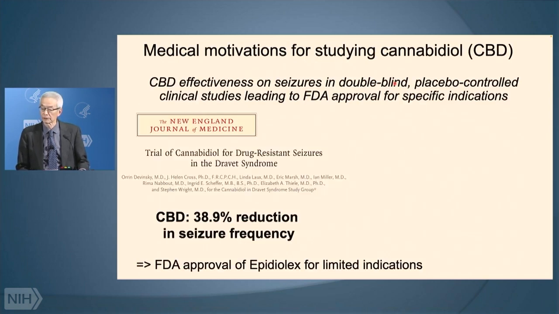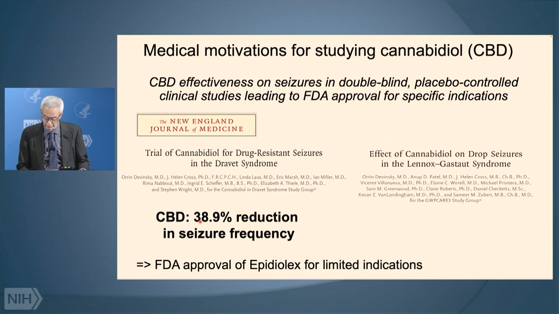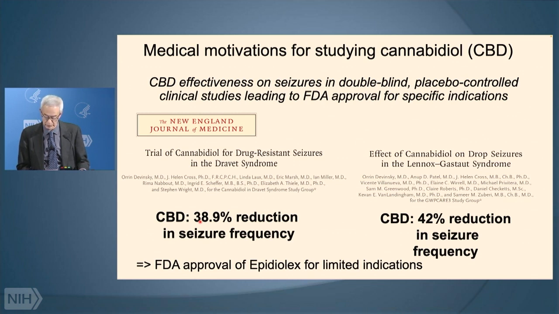Now, the medical motivations are abundant. CBD has been FDA approved following a series of double-blind, placebo-controlled clinical studies for its use in the treatment of Dravet syndrome, which is a form of intractable epilepsy where the subject has many, many seizures, and CBD caused a 40% reduction in seizure frequency. Likewise, in Lennox-Gastaut syndrome, another rare form of epilepsy, a similar modification was seen. So it's already been FDA approved.